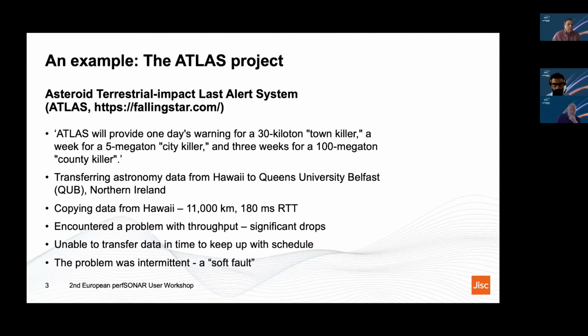To state the obvious, Hawaii is a long way away from Belfast, about 11,000 kilometers, and the round trip time is 180 milliseconds. So we got an email in which the researchers had encountered a problem with their throughput, and they were experiencing significant drops. And this meant that they were unable to transfer their data in time to keep up with the schedule of data copying. And what was interesting and frustrating for them was that this was an intermittent problem, which is often termed a soft fault. So this is an example really about diagnosing soft faults.